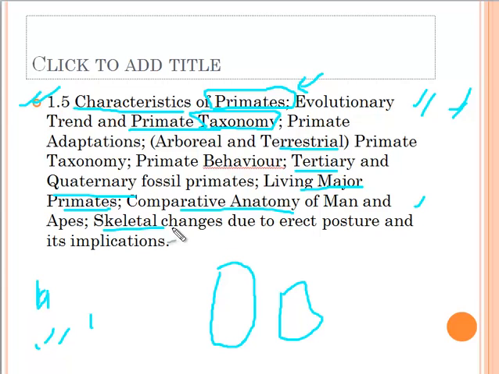Then skeleton changes due to erect posture and its implication. Skeletal changes means basically if you see right now all the other primates, they walk on all four, but human beings right now walk on two legs. So what are the skeletal changes and their implications also, all this we will learn. This is very interesting and easy also.